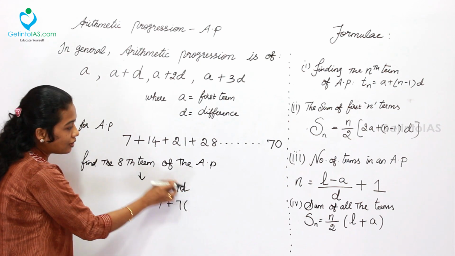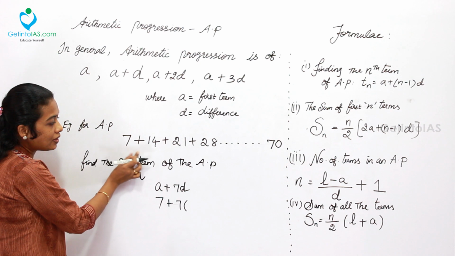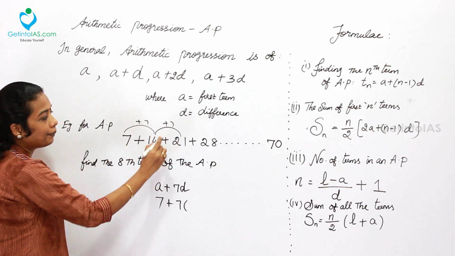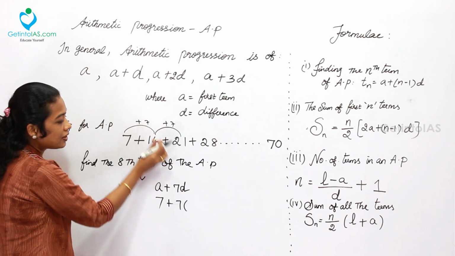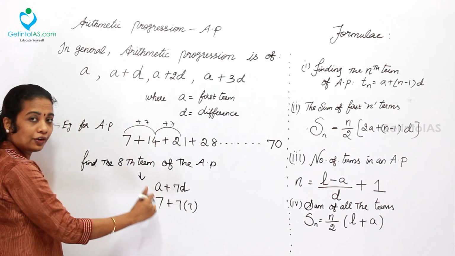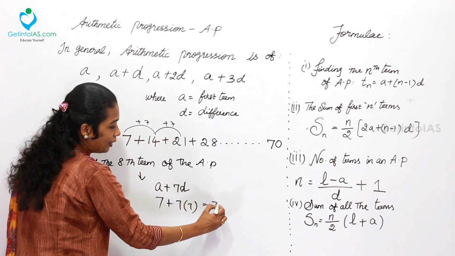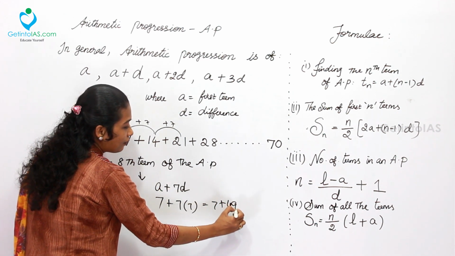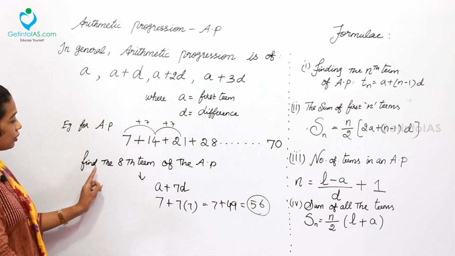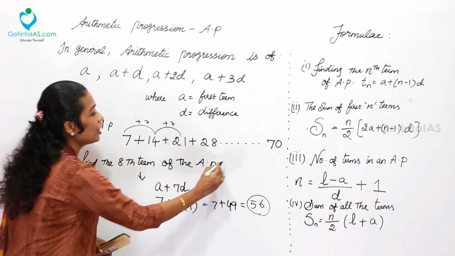What is the difference between 7 and 14? It is plus 7 everywhere, so that 7 is to be taken instead of d. So 7 plus 7 into 7, that is 7 plus 49, which is simply 56. So the answer for this, the 8th term of the AP, is 56.